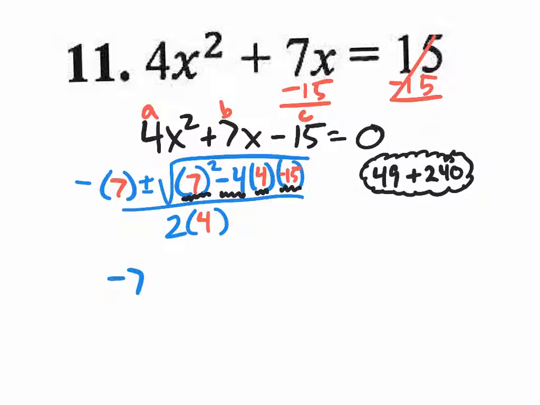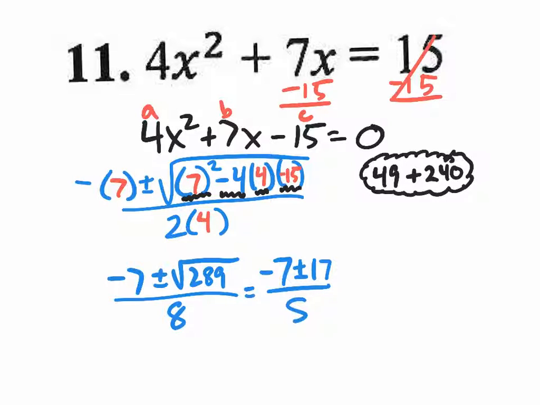I have a negative 7 out in front, plus or minus the square root of 289, and it's all divided by 8. Now, I hope that 289 is a perfect square number, which I don't know. So let me try doing that on the calculator. The square root of 289 is 17. So luckily, 289 is a perfect square number. I didn't know that, but I checked it on the calculator and I saw that it works. So this is what we have right now. We have a negative 7 plus or minus the nice beautiful number 17 divided by 8.